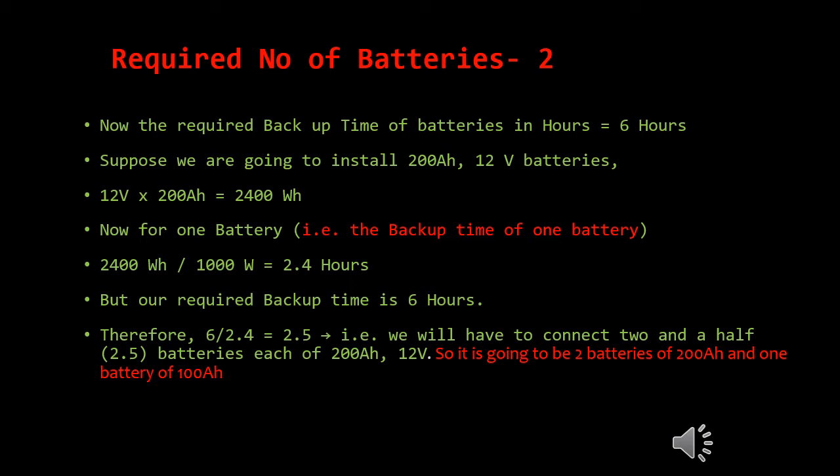But our required backup time is 6 hours. So 6 hours divided by 2.4 hours per battery is equal to 2.5. That is, we will have to connect 2 and a half batteries of 200 amp-hours. So it is going to be 2 batteries of 200 amp-hours and 1 battery of 100 amp-hours.